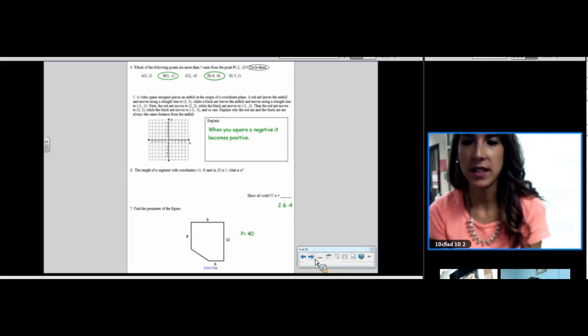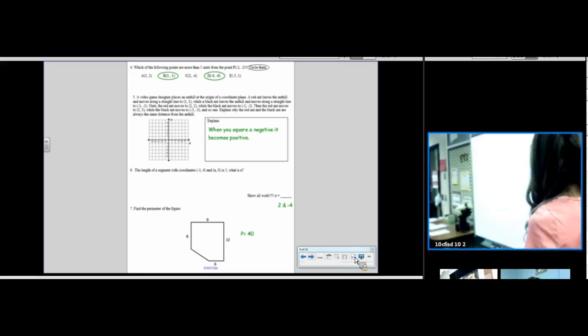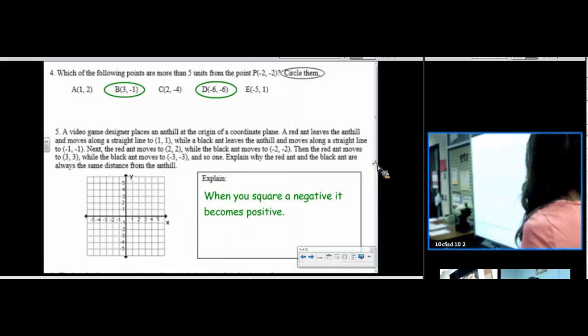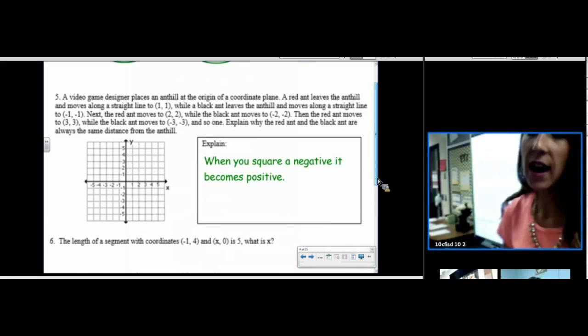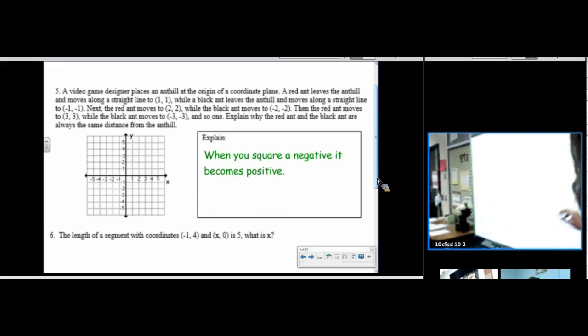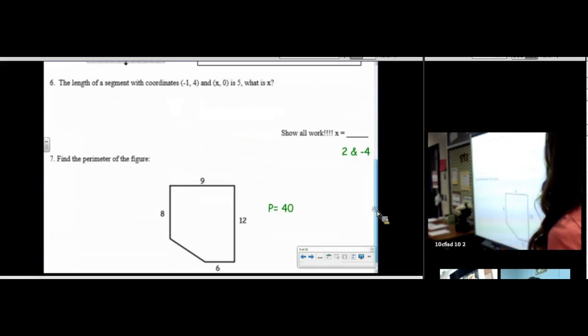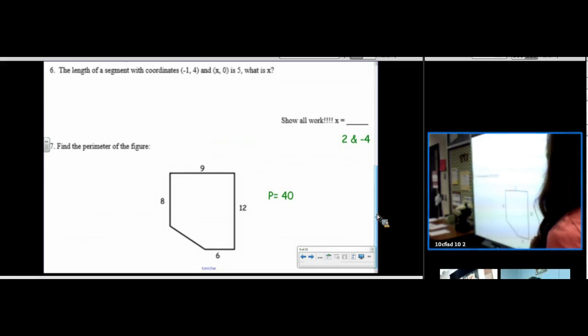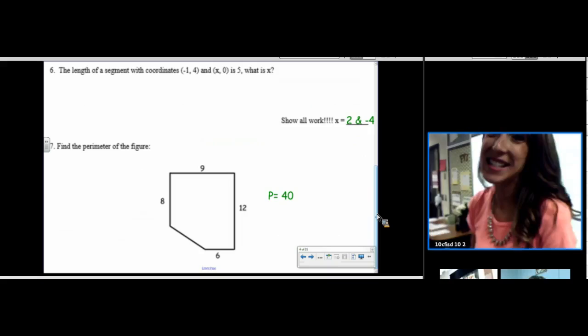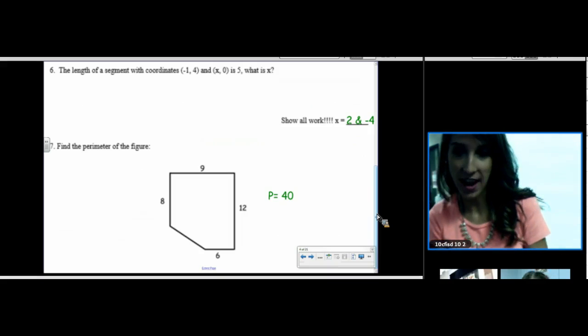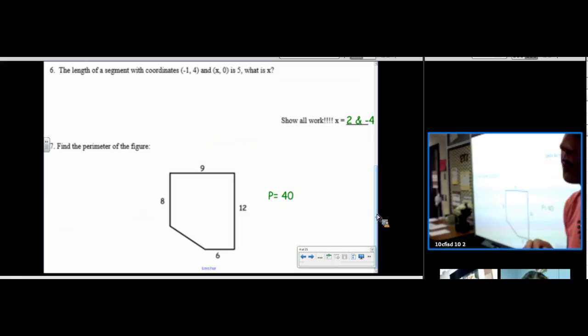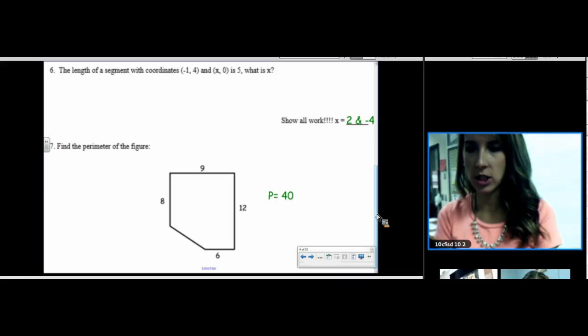Number 5 was just kind of a different problem. The teacher that typed up the answers wrote, when you square a negative, it becomes positive. There's a lot of different answers you could have put for that one. Number 6 is 2 and negative 4. Number 6 is just like the warm-up from yesterday. And number 7 is 40. So, which ones do you want me to talk about?